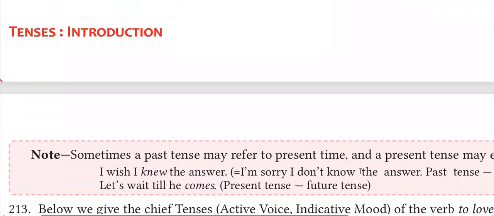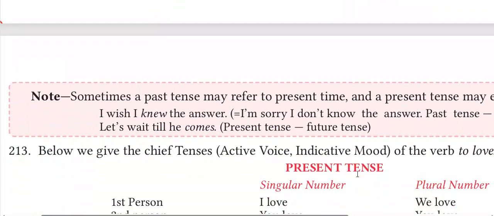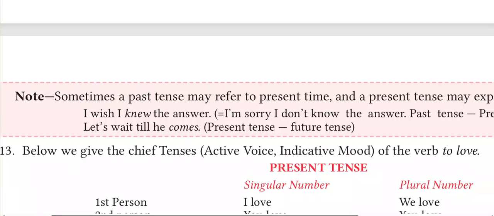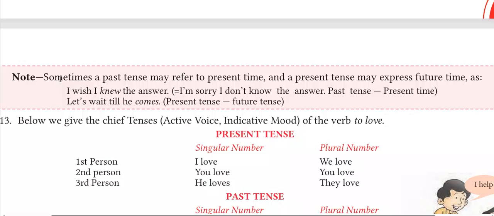So that will be the responsibility of the tense. For example, if we could see here, now some examples are prominent here. Now let's see. Sometimes a past tense may refer to present time and a present tense may express future time, as in "I wish I knew the answer" and "I am sorry I don't know the answer."